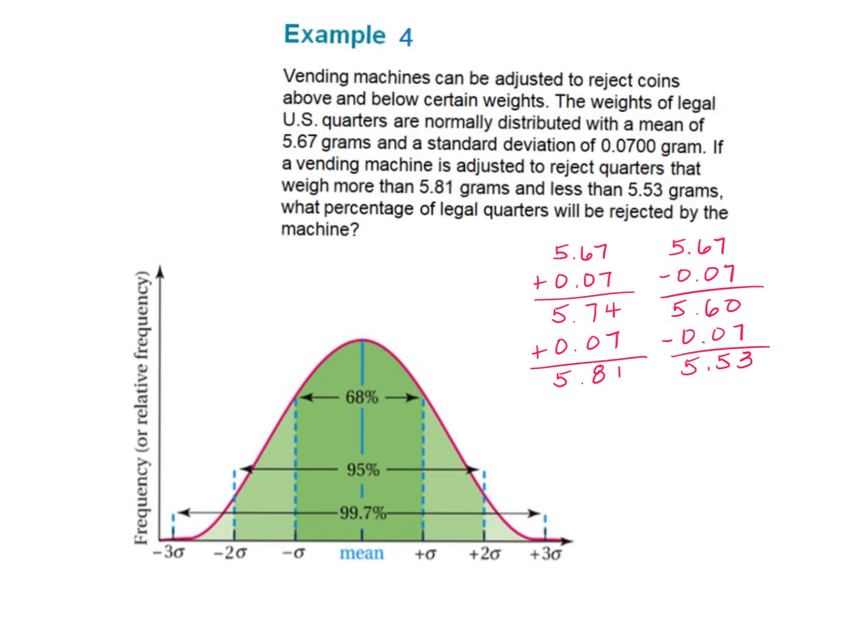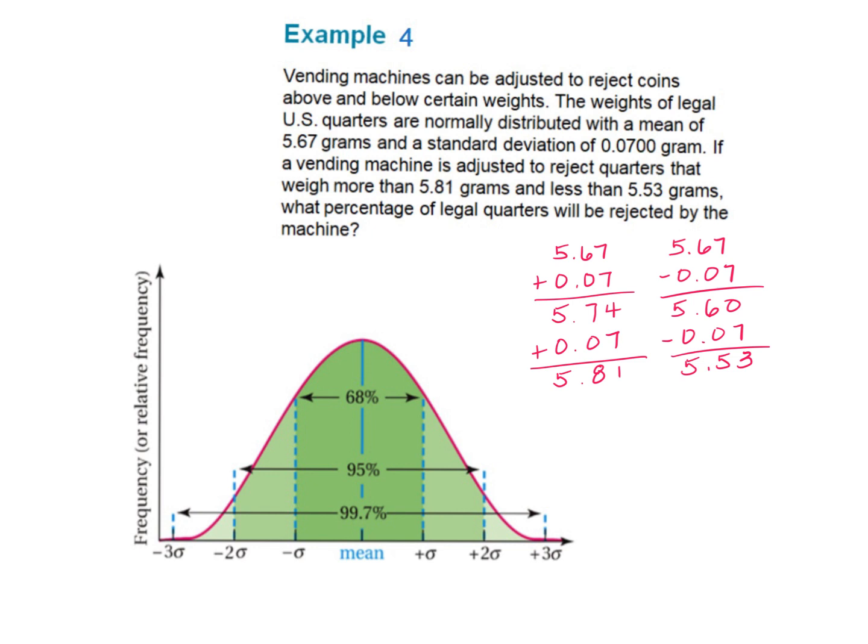So here's a more specific question that we can look at. They tell you that the vending machines in this country will reject coins that are above or below a certain weight. And so quarters in this country have an average weight of 5.67 grams and a standard deviation of 0.07 grams. And so they want us to calculate how many coins would be rejected if the vending machine rejects anything that weighs more than 5.8 grams and less than 5.53 grams.